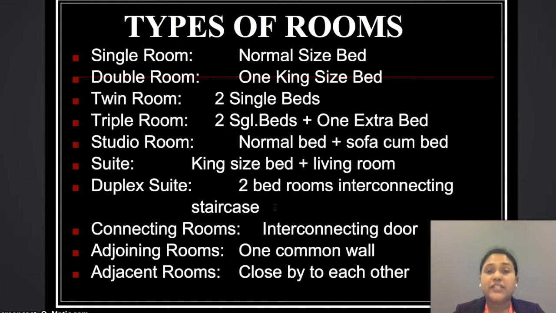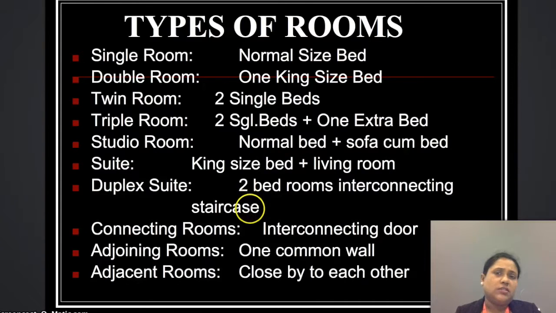We also have connecting rooms, which have an interconnecting door in between two rooms, which helps guests to live as a bigger group or as a family. So in that case, the main entrance doors need not be used to enter the other room. Adjoining rooms just have one common wall, rooms that are next to each other. Adjacent rooms are close to each other, or opposite to each other.